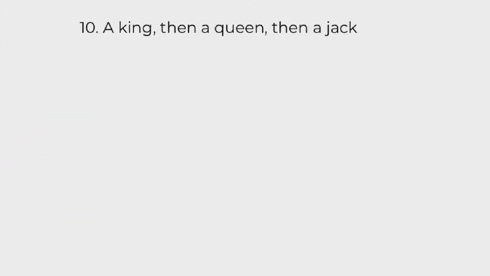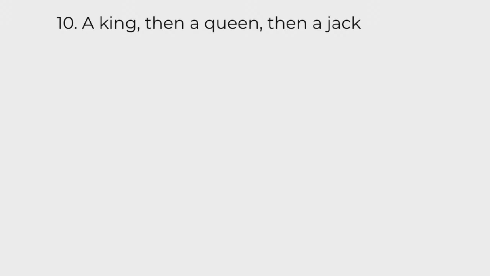And number 10, a king, then a queen, then a jack. So the first time we do this, we're going to put the card back. So the probability of getting a king on the first one is 4 out of 52, because there are 4 kings in a deck. Then we're going to put the card back, so there's still 52 cards in the deck. And then picking a queen would also be 4 out of 52, because there are 4 queens in a deck. Then we're going to put the card back, so there's still 52 cards to pick from, and 4 of those would be jacks. And that'll be 0.000455.